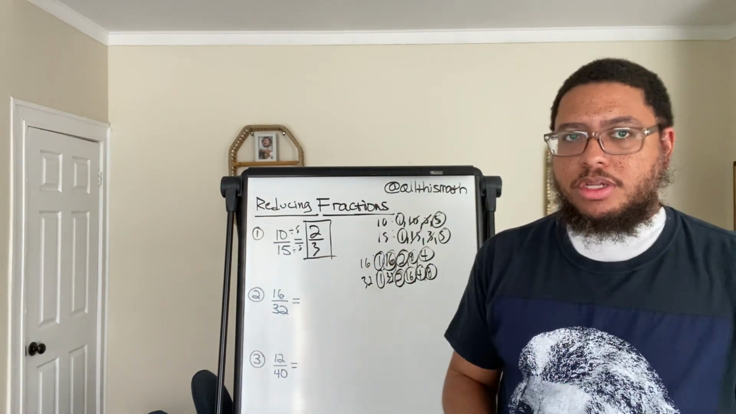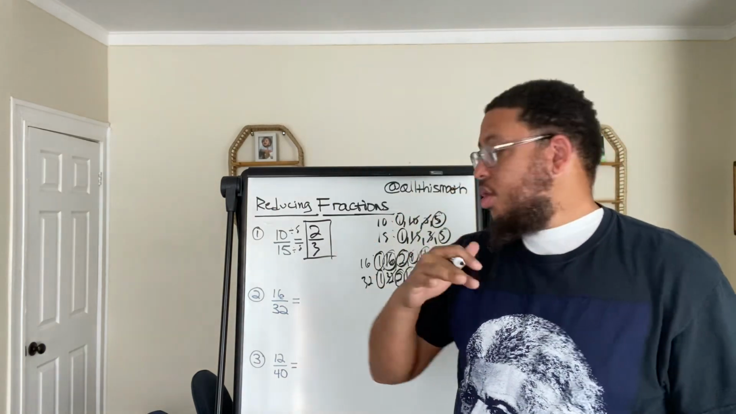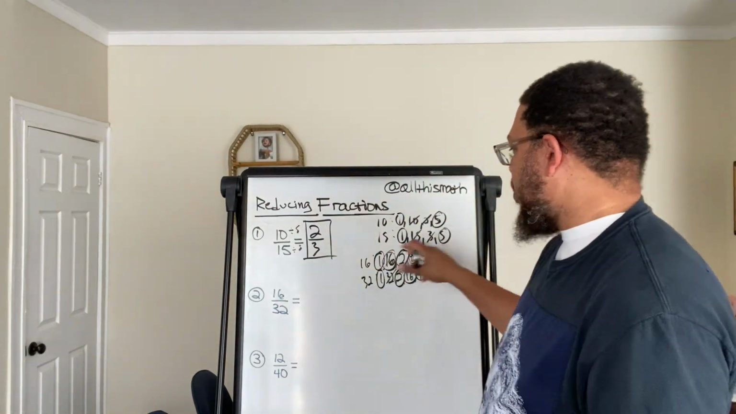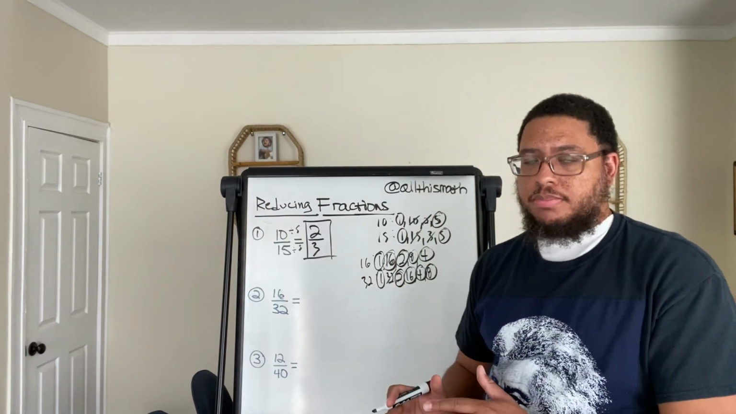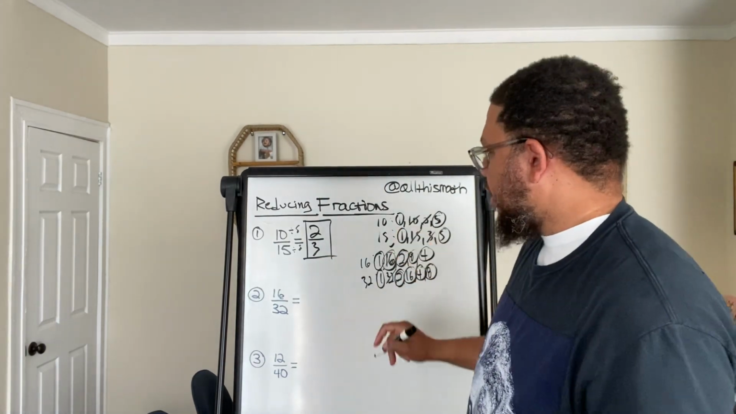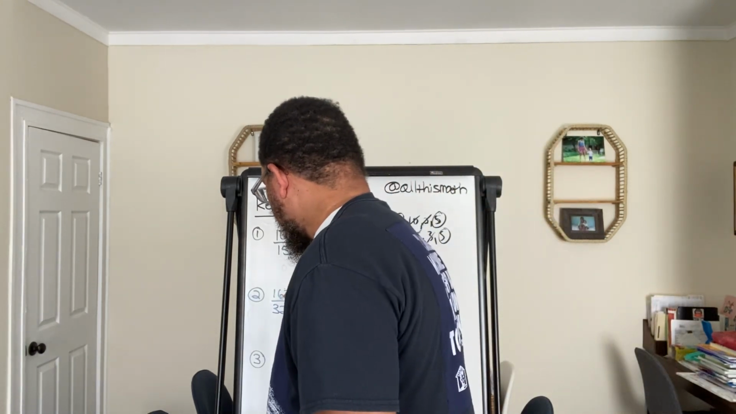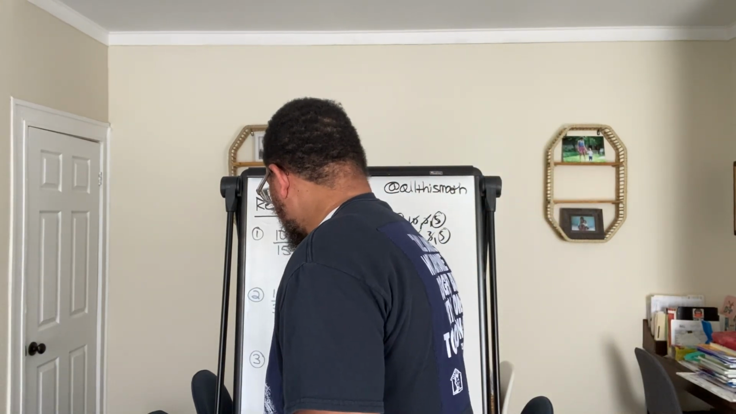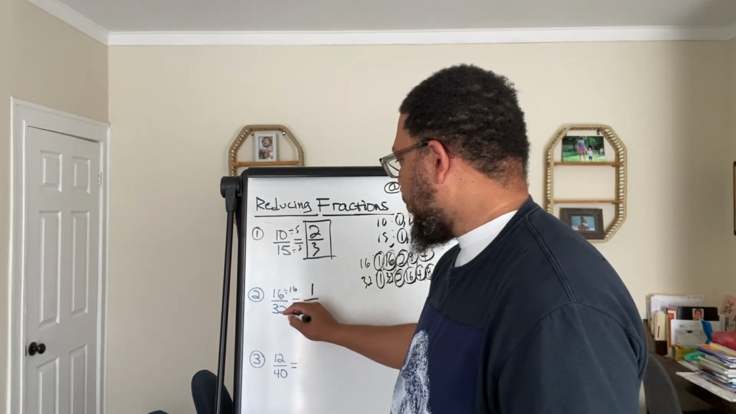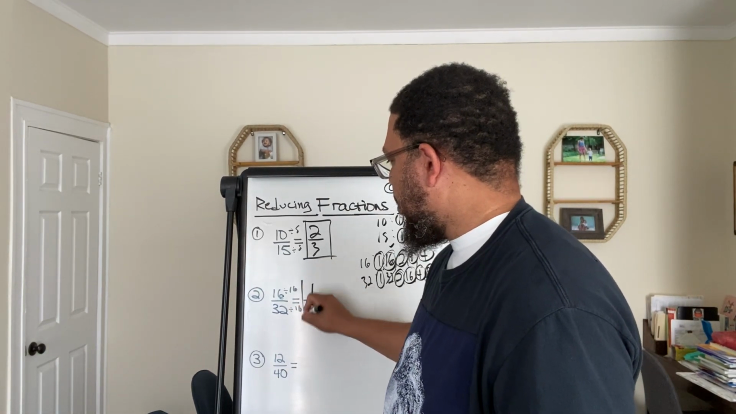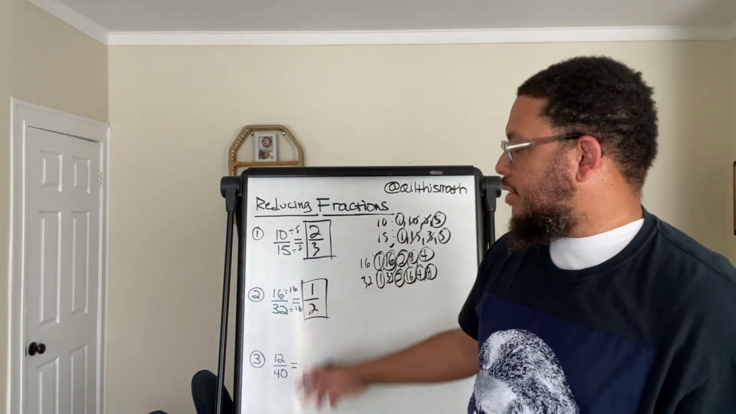But what's the greatest though? The G stands for greatest. What's the biggest number out of all of these? 16. Of all the numbers they have in common in both lists, 16 is the biggest. So that means we're going to divide each of these by 16. 16 divided by 16 is 1. 32 divided by 16 is 2. 1/2. 16 thirty-seconds is the same thing as 1/2.